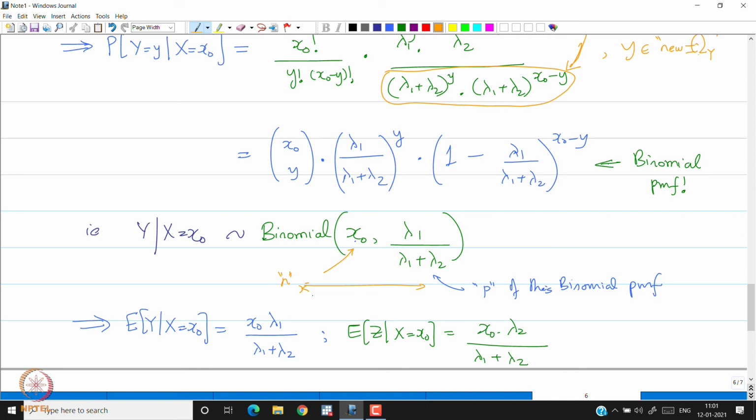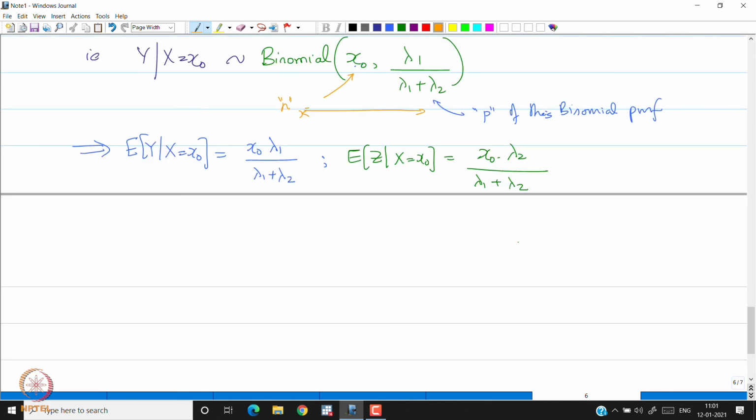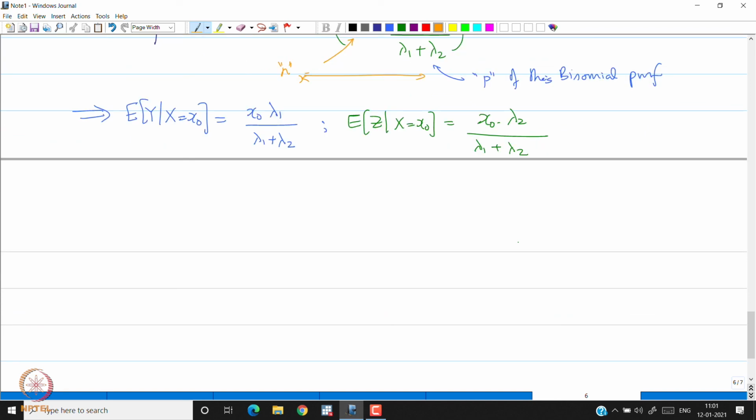So the n is x naught, and in this case p is lambda 1 by lambda 1 plus lambda 2, and the expected value of that PMF is n into p, which turns out to be the product of those two numbers, x naught and lambda 1 by lambda 1 plus lambda 2. Okay, with this I will stop and take up the next example in the next video segment.